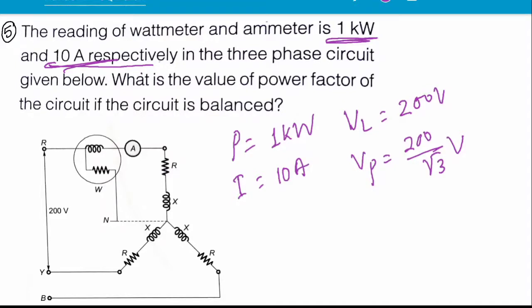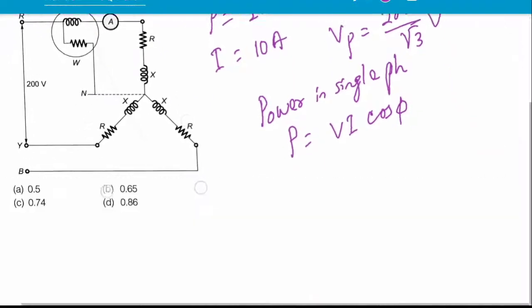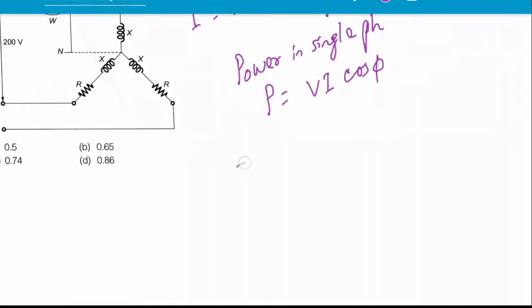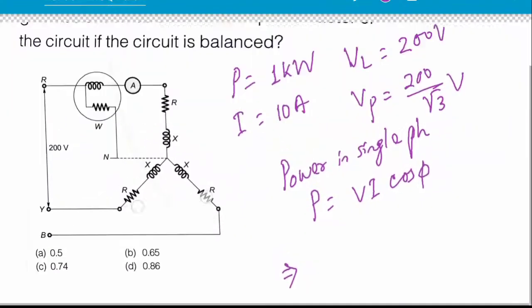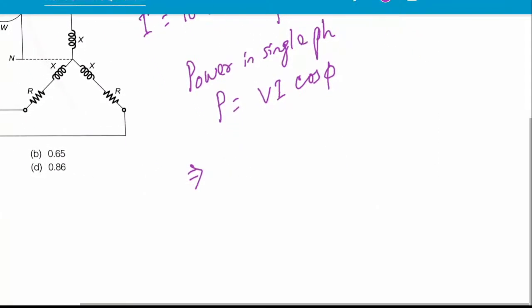So power in a single phase will be P = VI cos phi. Cos phi is the power factor, and here the wattmeter reads only a single phase because it is connected between the neutral and the phase R. So this is reading the power consumed by only the single phase, that is R. So 1000 is given here, 1 kilowatt.